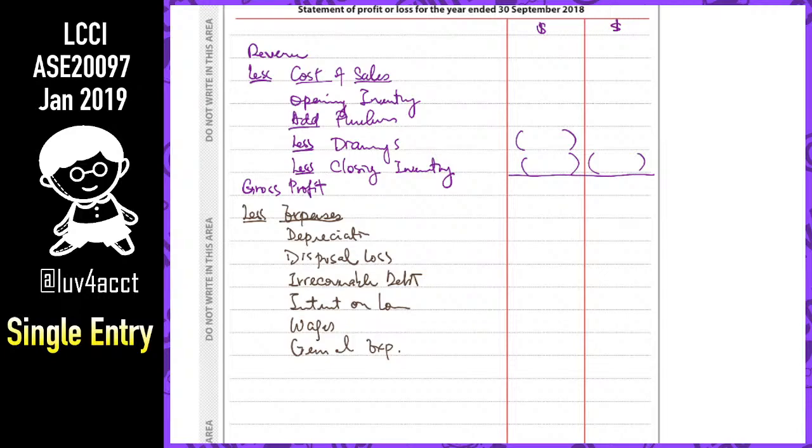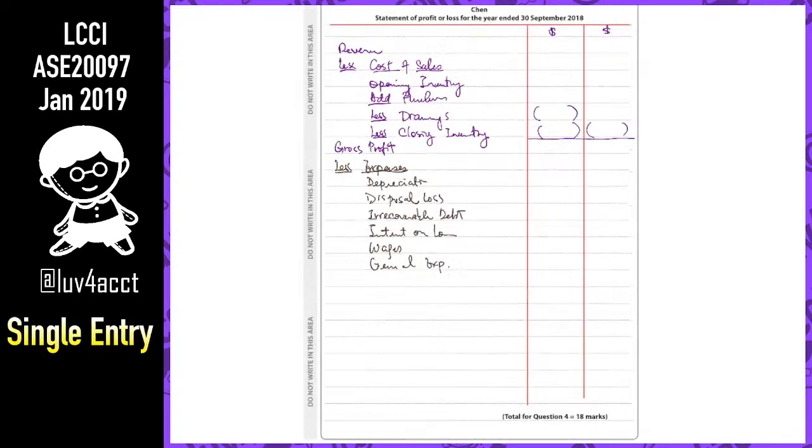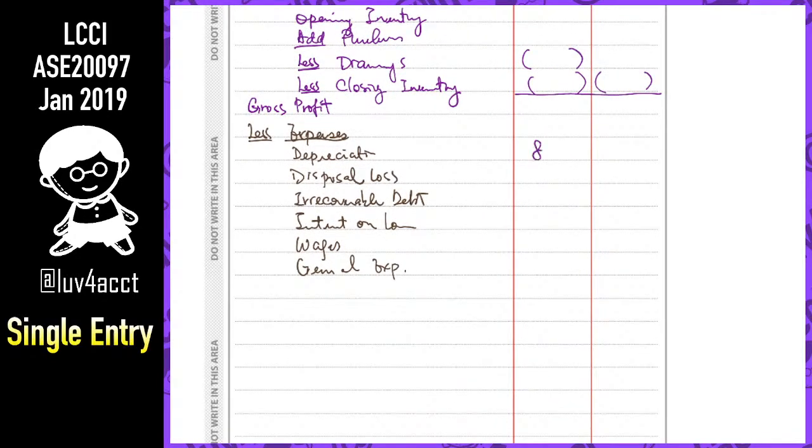Let us focus on the trading part first. So revenue. We have depreciation 8214. Let us put it there first. 8214.